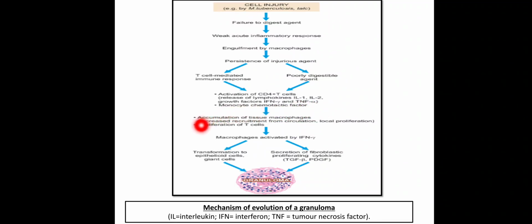There is accumulation of the tissue macrophages and proliferation of T cells, which in turn activate the macrophages by IFN gamma, which causes the transformation to epithelioid cells or giant cells and secretion of fibroblast proliferation cytokines or tumor growth factor, which ultimately leads to the granuloma formation here.